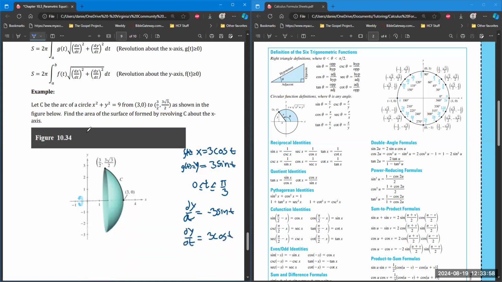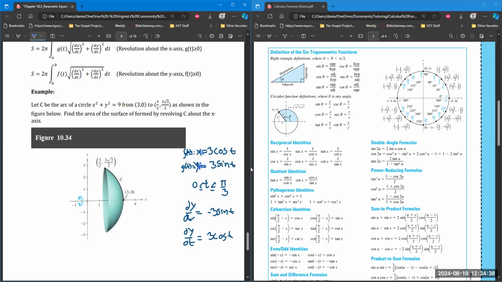So let C be the arc of a circle, x squared plus y squared equals 9. That's a circle of radius 3 from the point (3, 0) to the point (3/2, 3 root 3 over 2). So if we want that to happen, then our parametric equations, our f of t, is equal to our x of t, is equal to 3 cosine of t for this circle, and our g of t is equal to y of t is equal to 3 sine of t.